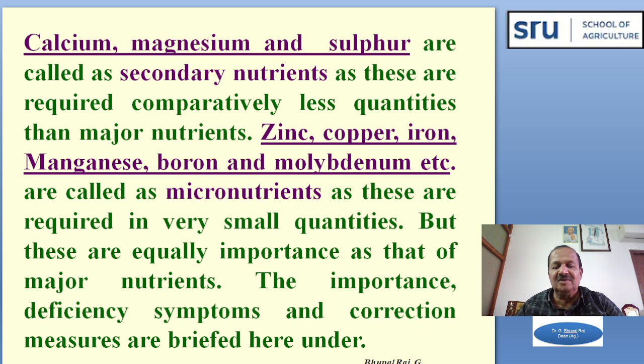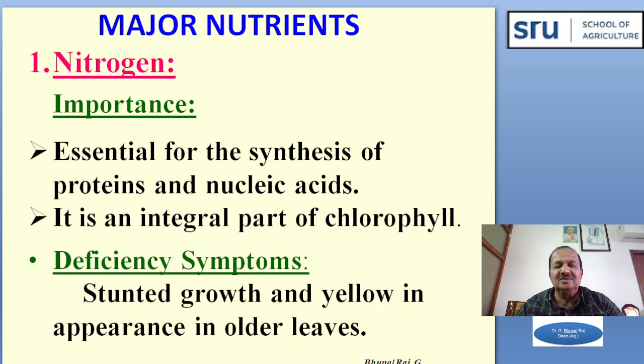So in this topic, we are going to discuss the importance of how to identify the deficiency symptoms, what the functions of these nutrients are, and the correction measures which we have to take for the rectification. Among the major nutrients, the first and a very important nutrient is nitrogen. It is very much essential for plant growth. It is required for the synthesis of proteins and nucleic acid, and it is also an integral part of the chlorophyll. You know very well the chlorophyll is the main content of the leaf, which is the ultimate source for the production of many things, edible parts, leaf growth, plant growth, like that.